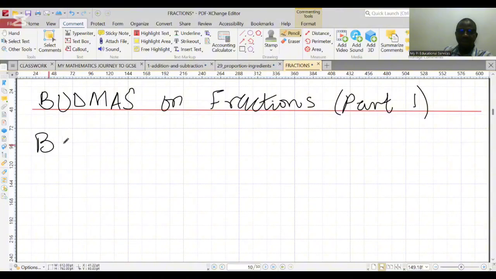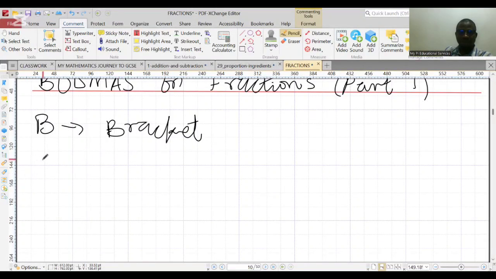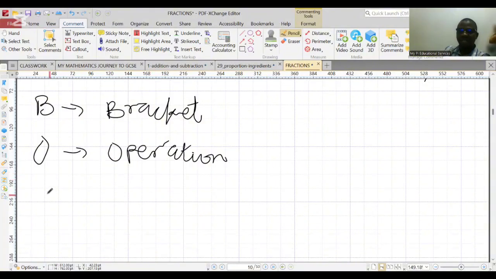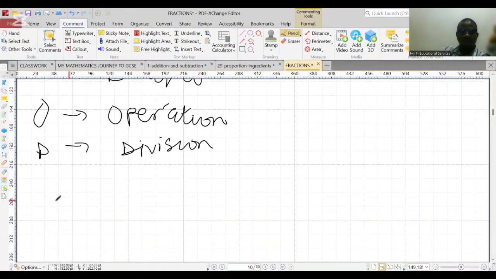The Bodmas usually stands for bracket. Then the O, which stands for operation. So in most cases, operation will be exponential power, it will be half, and so on like that. So then you have D for division. Then you have M for multiplication.